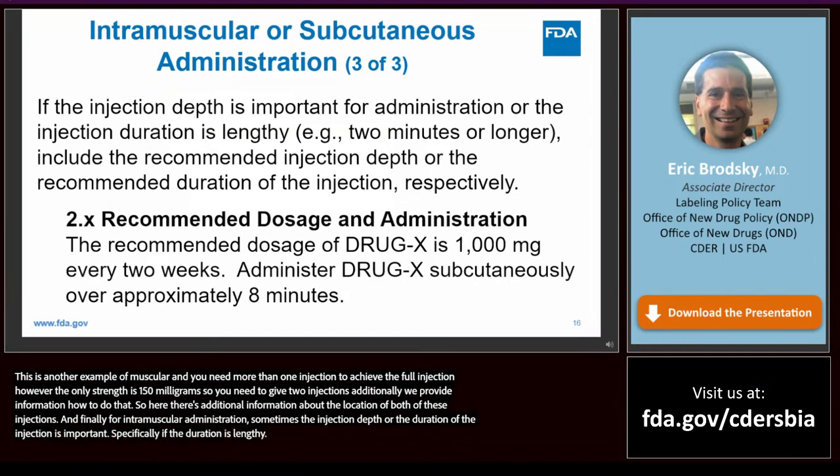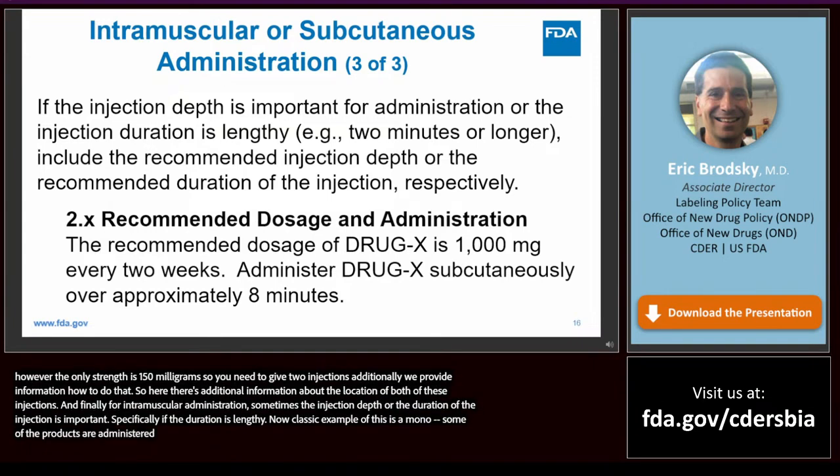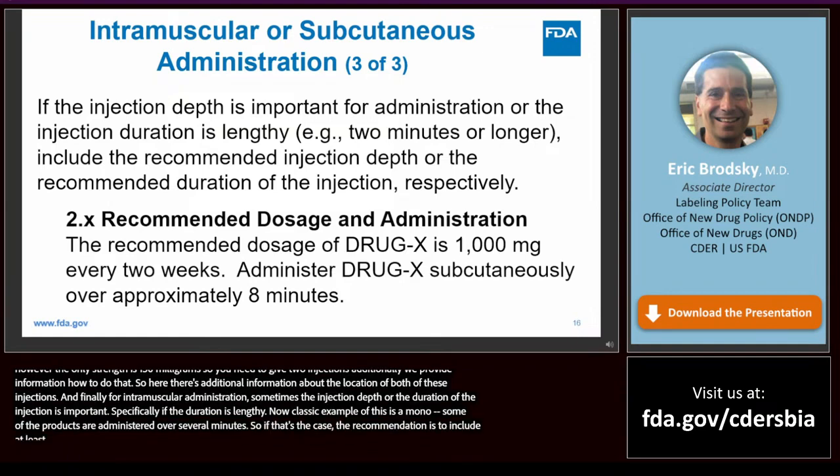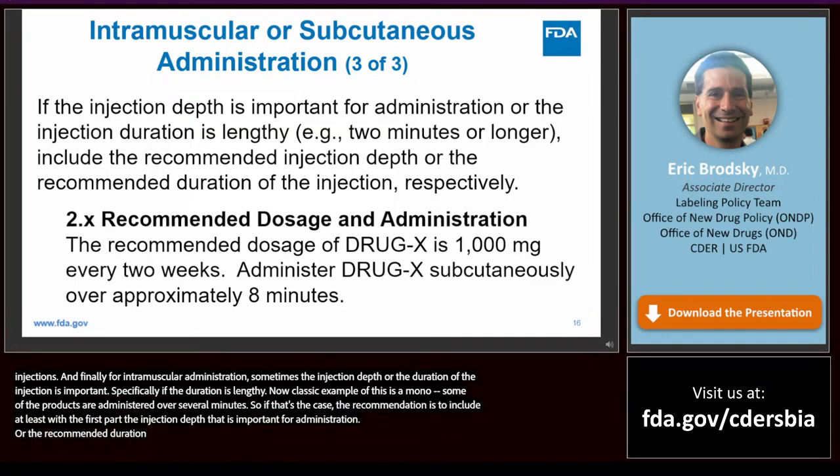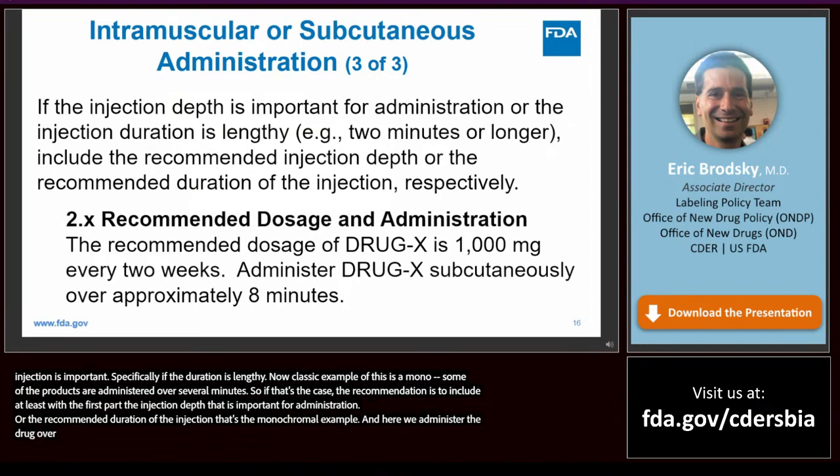Now, a classic example of this is a monoclonal antibody hyaluronidase product. Some of these products are administered over several minutes. If that's the case, the recommendation is to include, at least for the first part, the injection depth, if that is really important for administration, or the recommended duration of the injection. That's the monoclonal hyaluronidase example. And here, in the example, we administer the drug subcutaneously over approximately 8 minutes, which is a rather lengthy subcutaneous injection.